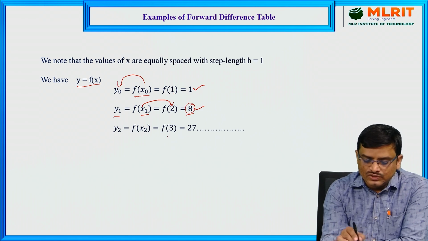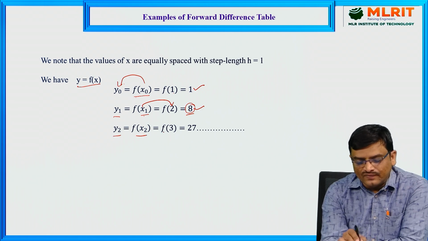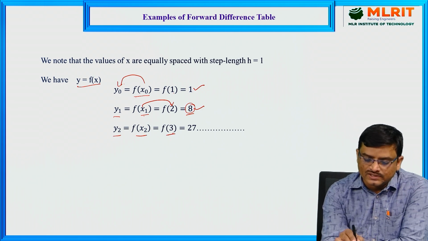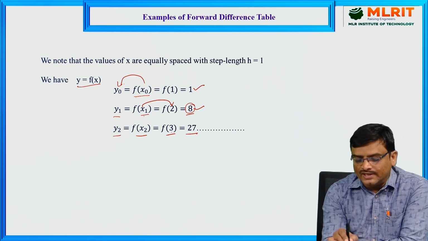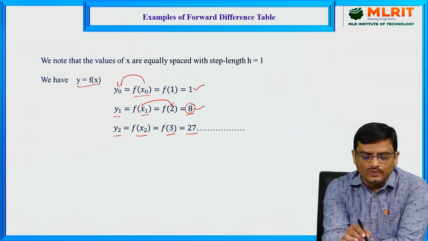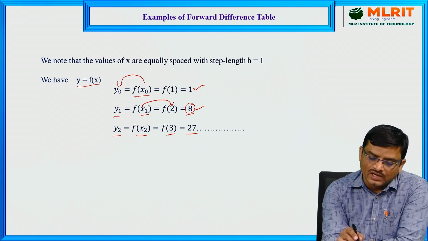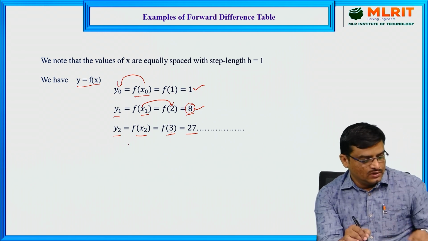Like this you find this y2 value. So y2 is equal to f of x2. That x2 value is given in the table as 3. So for f of 3, its corresponding y value in the table is 27. Like this you convert f of x0, f of x1, f of x2 and so on, into y0, y1, y2, y3, and so on.